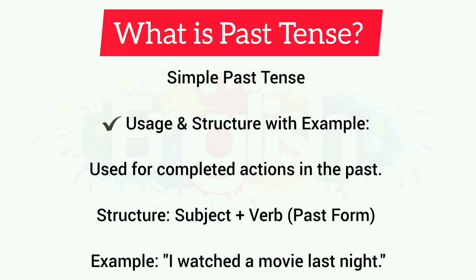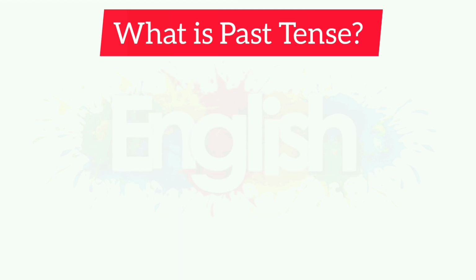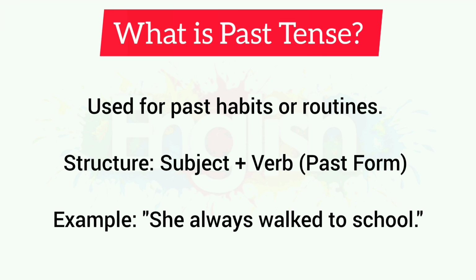Usage and structure with example: used for completed actions in the past. Structure: subject plus verb past form. Example: I watched a movie last night. Used for past habits or routines. Structure: subject plus verb past form. Example: she always walked to school.